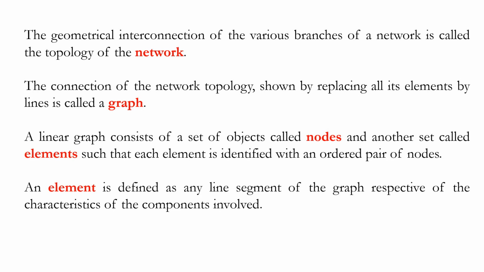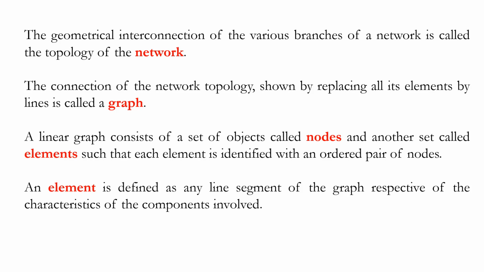The geometrical interconnection of various branches of a network is called the topology of the network. The connection of network topology shown by replacing all its elements by line is called graph. So, what is network? Network is nothing but interconnection of various branches. So, the network topology when it is replaced by line is called as graph.